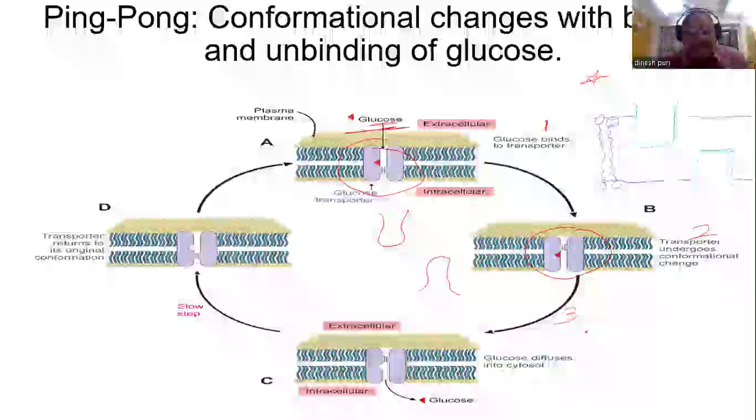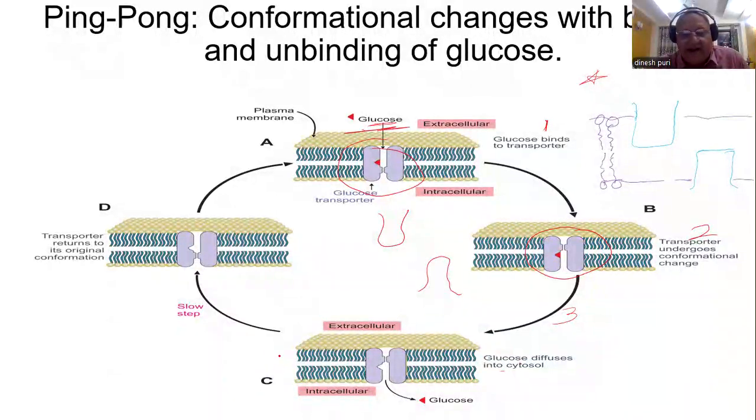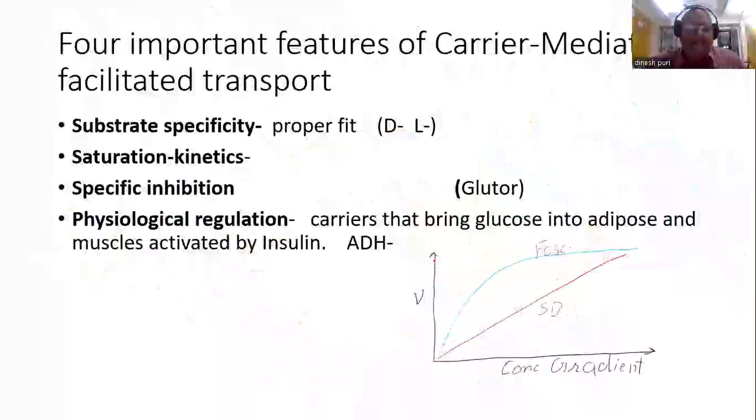Now one may ask, glucose, the way it has entered, can it not move out in the same way? No, it cannot. Because intracellular utilization of glucose ensures that the concentration gradient is maintained. Now, four important features of carrier-mediated transport. One, very specific for the substrate. For example, the glucose transporter we saw can transport D glucose but not L glucose.